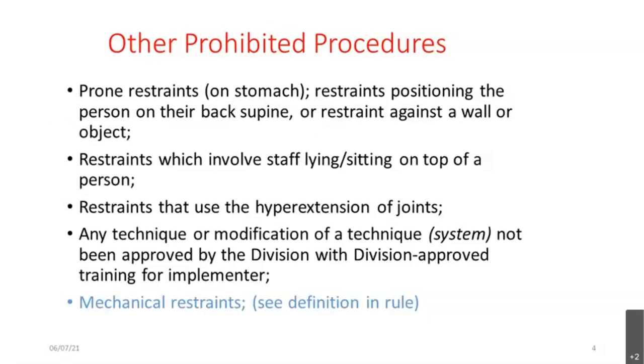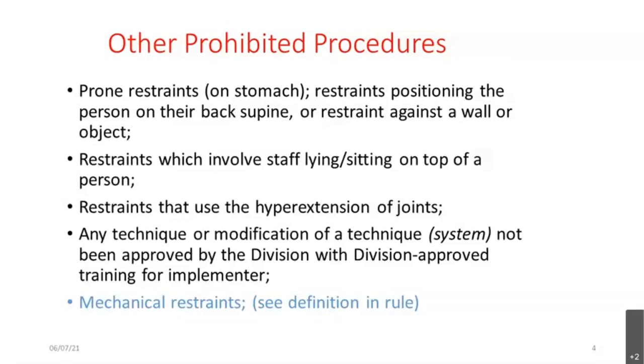Anytime you are restraining somebody when they're on their stomach or on their back, basically on the ground restraints, or you're using a wall to restrain them, so you're pressing against a wall or an object, that is considered a prohibited practice. Anytime you are laying on top of or sitting on top of a person, that would be a prohibited procedure. And when you're hyperextending people's joints to get them to submit, that would be prohibited as well.